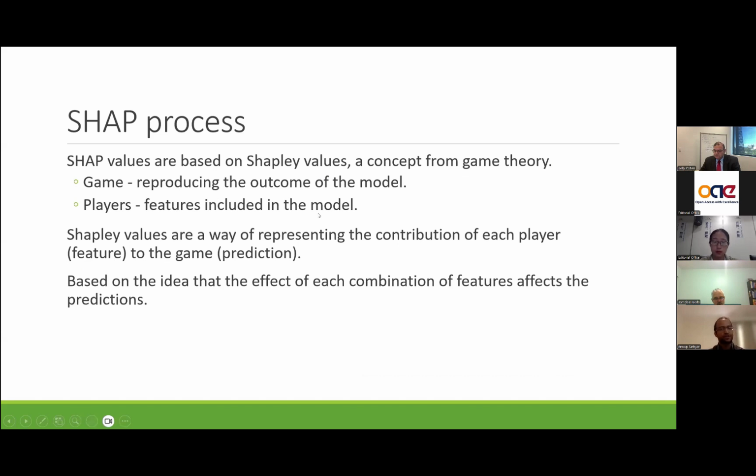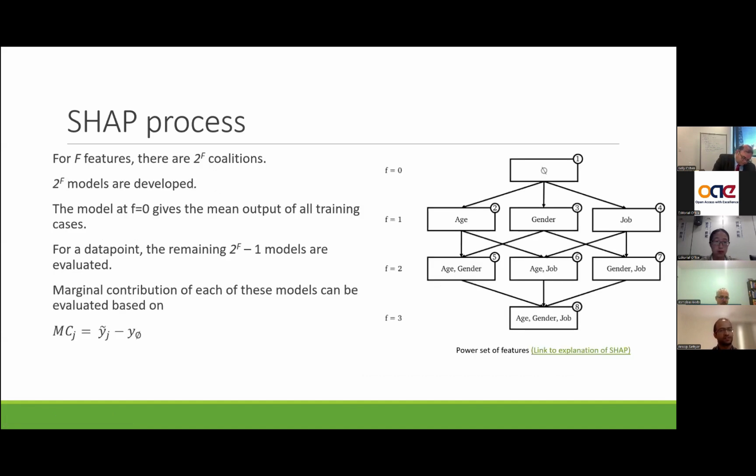So Shapley values basically provide a way of representing the contribution of each player, which in this case is the feature, to the game, which is the output prediction. And once we have the effect of the combination of features, then we can understand, again, why certain predictions are made. Now, the SHAP process is a little more detailed. There are faster SHAP processes now, but I'll talk about the standard one here.